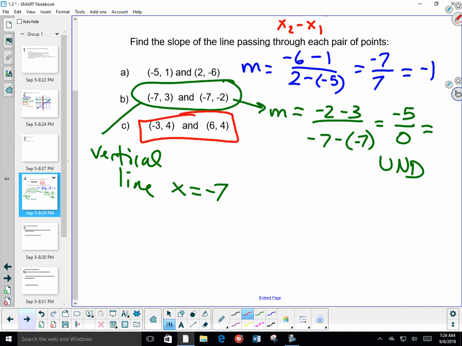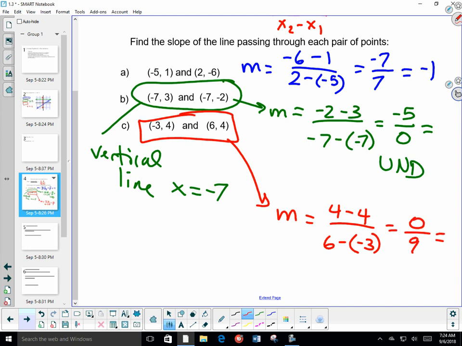Let's take a look at this last example. If I'm going to find the slope here, it is going to be a difference in the y's over difference in the x's. So 4 minus 4 over 6 minus a -3, that's 0 over 9, which is 0. So if the slope is 0, that's going to be a horizontal line. And I think we can safely say that the equation for that horizontal line is that the y has to equal 4.